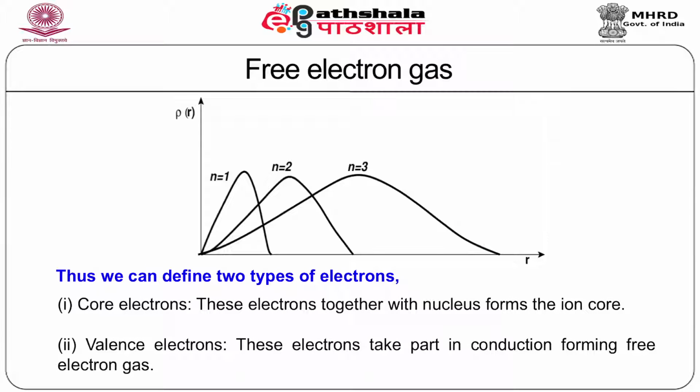Thus, we can define 2 types of electrons. First is the core electrons, which in this example are n equal to 1 and n equal to 2. These electrons together with the nucleus form the ion core. The second kind is the valence electron, which in this case is the n equal to 3, the 3s electron. These electrons take part in the conduction, forming the free electron gas.